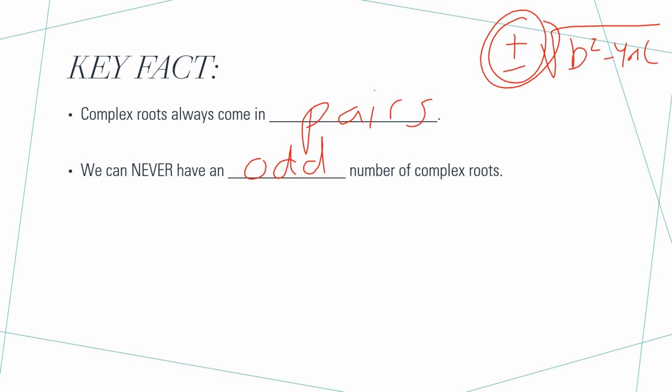So if you're looking at a multiple choice question and it says that the roots are x equals 3 and x equals 4i, you are not picking that, because if there's a 4i, there has to be a negative 4i to go with it. If there's a 2 plus 2i, there has to be a 2 minus 2i to go with it. Complex roots will always come in pairs. So never pick anything as a multiple choice that would show that there's only 1 or 3 or some kind of odd number.